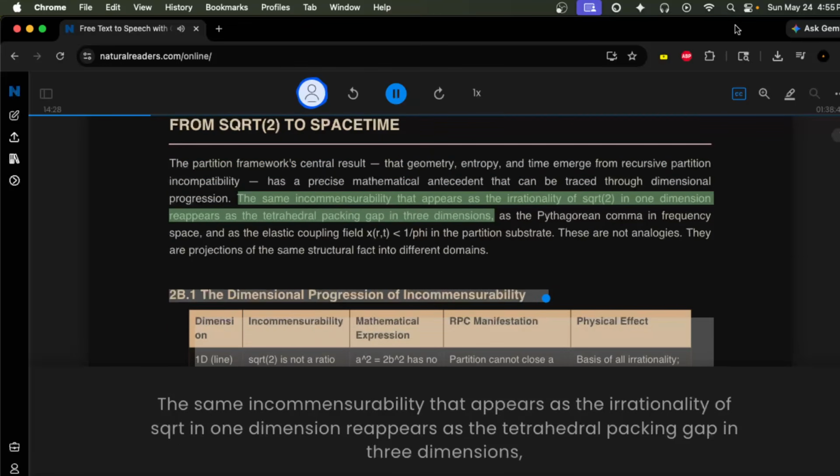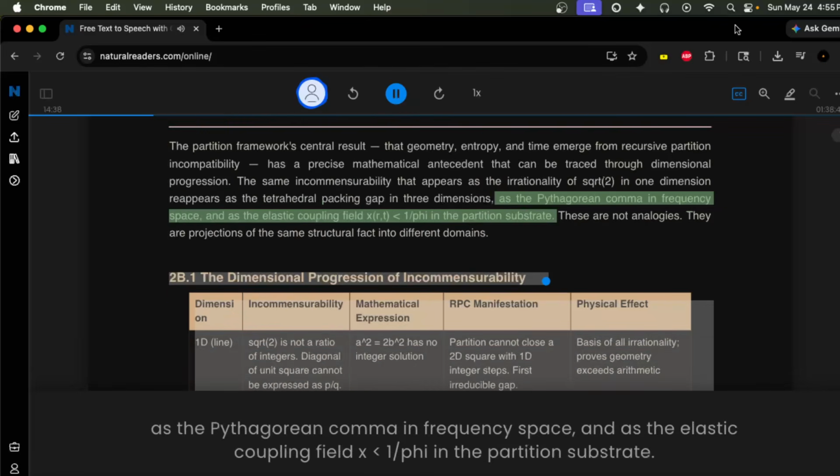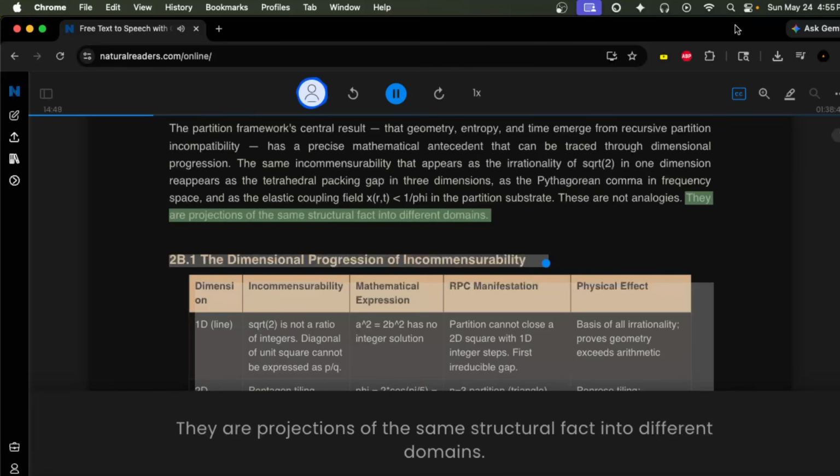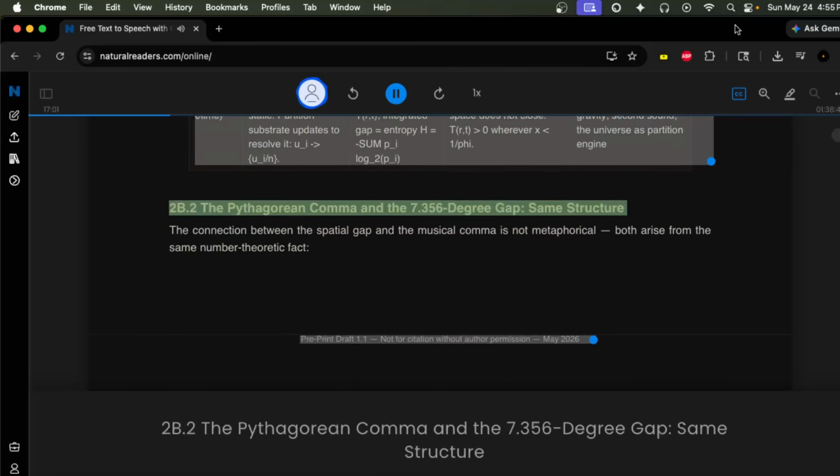The same incommensurability that appears as the irrationality of √2 in one dimension reappears as the tetrahedral packing gap in 3 dimensions, as the Pythagorean comma in frequency space, and as the elastic coupling field x less than 1/phi in the partition substrate. These are not analogies. They are projections of the same structural fact into different domains.